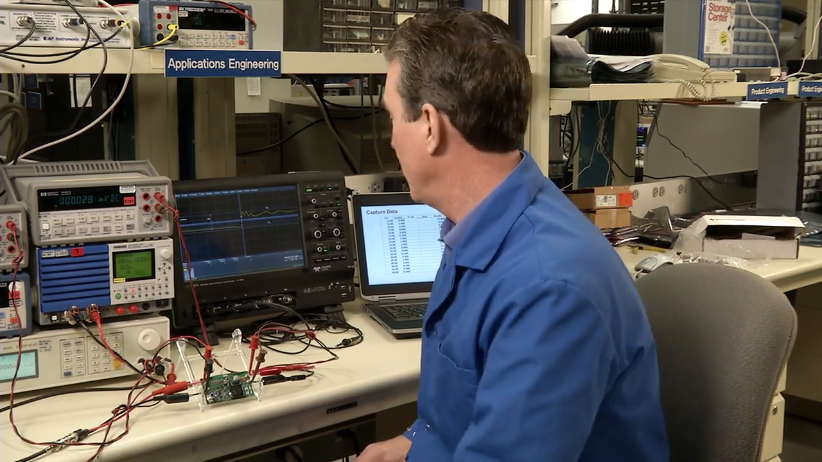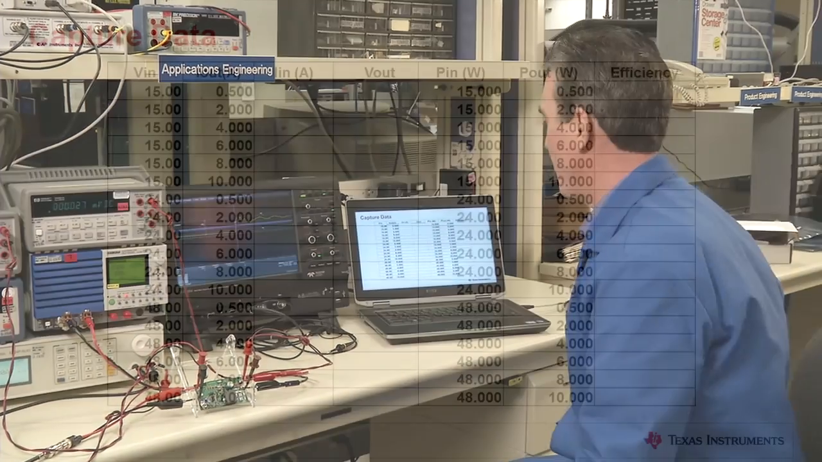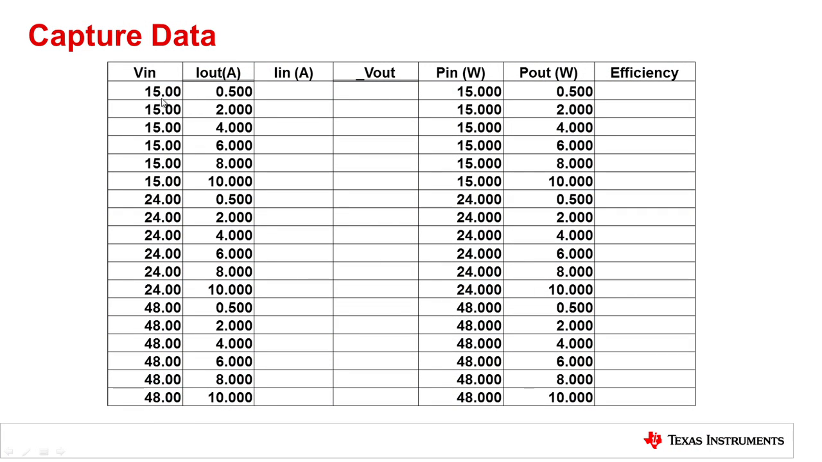Now, I like using Excel for logging my results, and I'll show you a spreadsheet I've prepared. As you can see, I have three input voltage levels. You want to take your expected input voltage and then something above it and something below it to see how it behaves at its extremes.